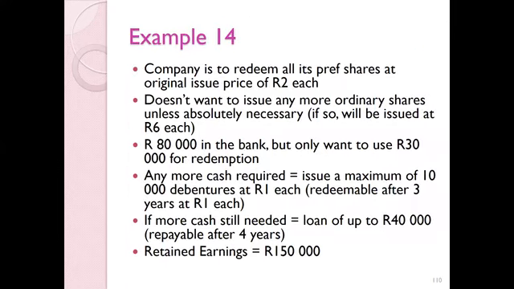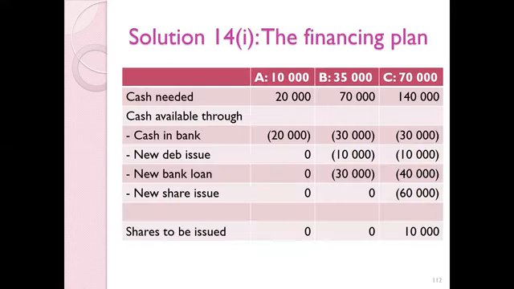The next option, still need more cash. We can get a loan of up to 40,000 Rand. Okay, we're definitely going to need that. So we take out the new bank loan, 40,000 Rand. We now have 30,000 from the bank. We have 10,000 in debentures. We have 40,000 in a loan, which means we now have 80,000 Rand. But we have to get to 140,000 Rand. So we're still 60,000 Rand short.